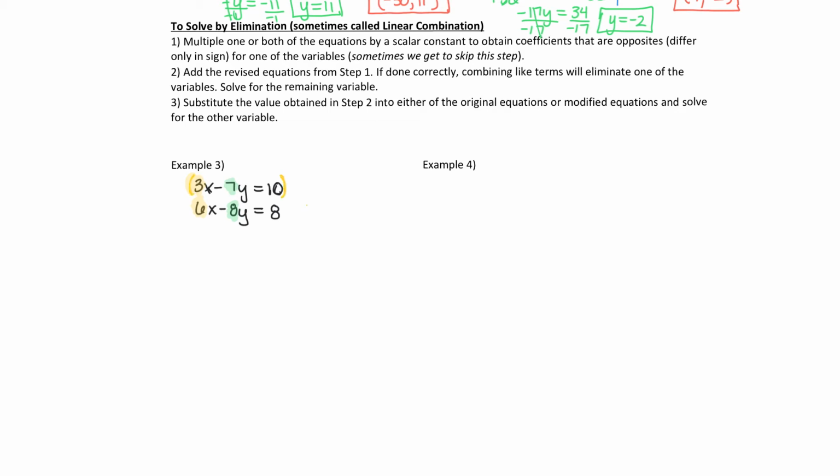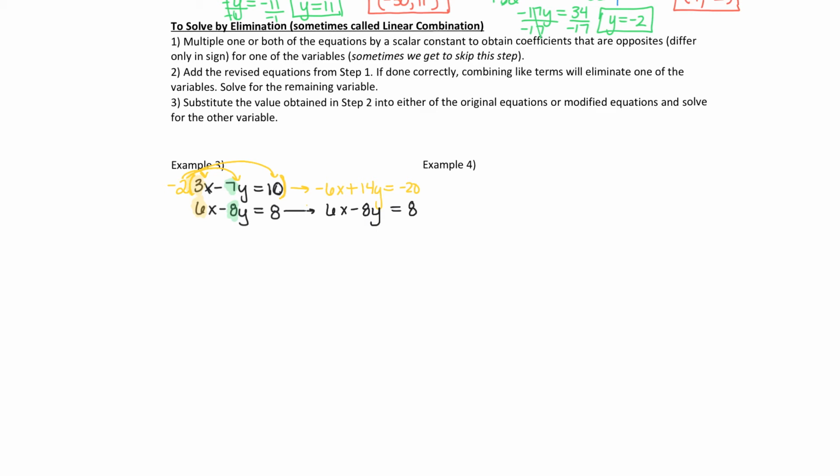If I multiply this top equation by a negative 2, remember you have to multiply everything, this equation turns into negative 6x plus 14y equals negative 20. Then I'm not going to change the second equation. And notice that by multiplying by a scalar constant of negative 2 on the top equation, I have now changed the coefficient of the x into a negative 6.